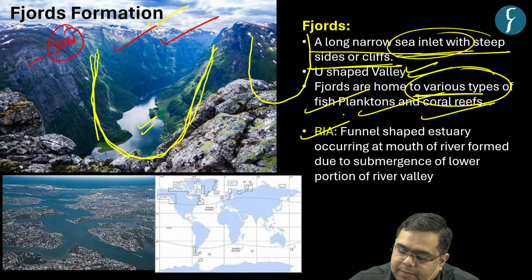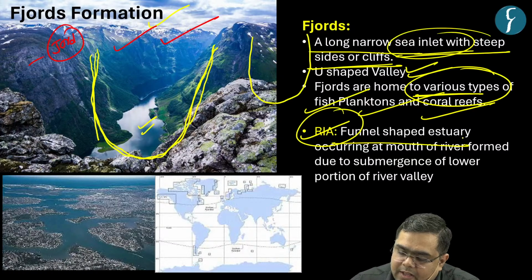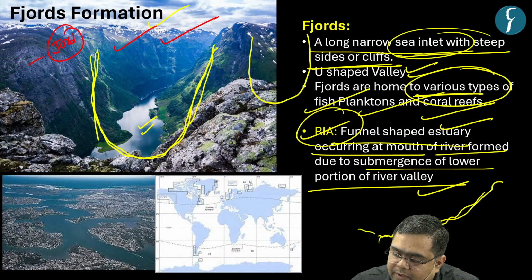Again, there is another interrelated concept called the concept of ria. Now, what is a ria? A ria is a funnel-shaped estuary occurring at the mouth of a river, formed due to submergence of lower portions of a river valley. When a river goes and meets the sea, let us say this is a landform, and the river is flowing over here. The river produces various kinds of landforms. Let us say one can be a delta landform, another can be an estuary landform, right?